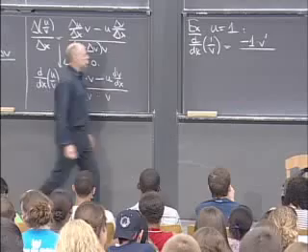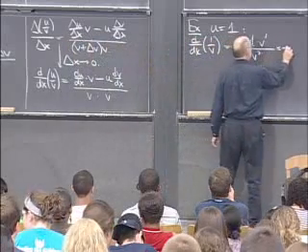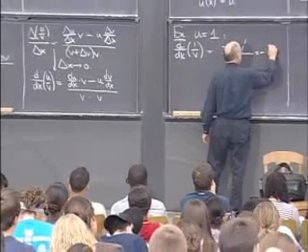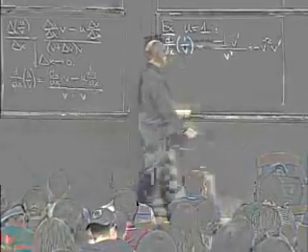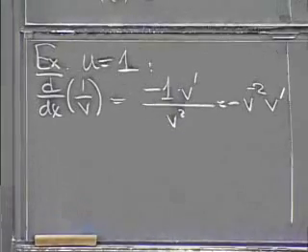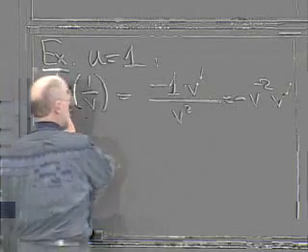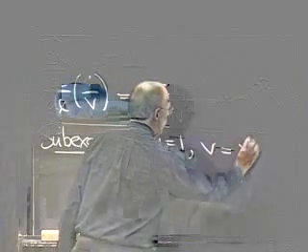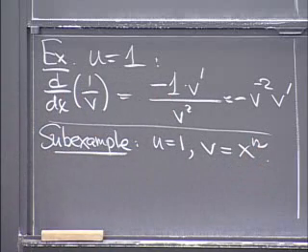And then I get a v squared in the denominator. So that's the rule. Minus, I could write it as v to the minus 2 v prime. That's minus v prime divided by v squared. That's the derivative of 1 over v. How about a sub-example of that? I'm going to take the special case where u is equal to 1 again, and v is a power of x. And I'm going to use the rule that we developed earlier about the derivative of x to the n.